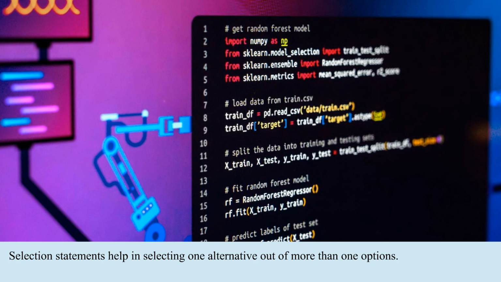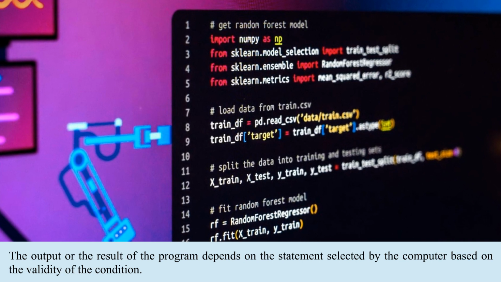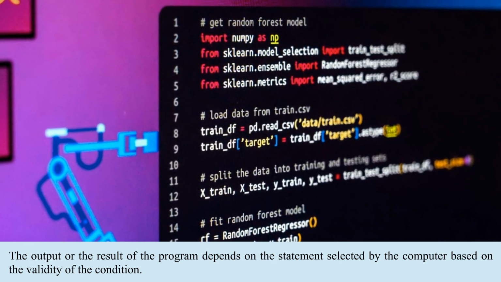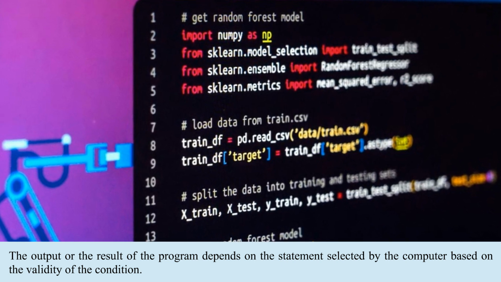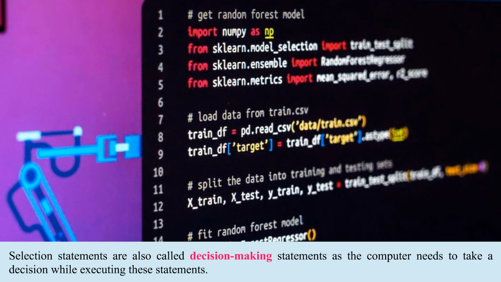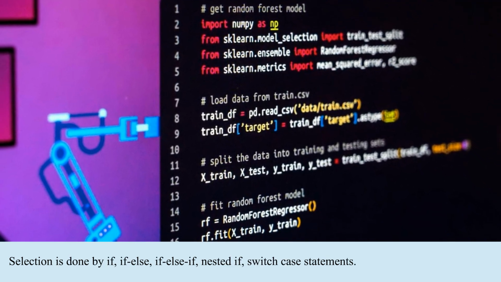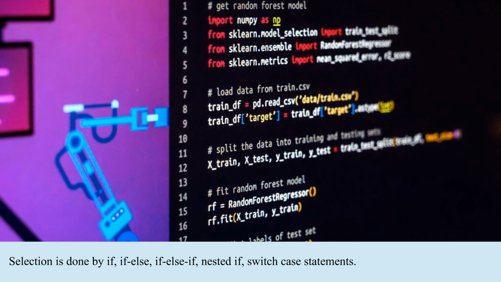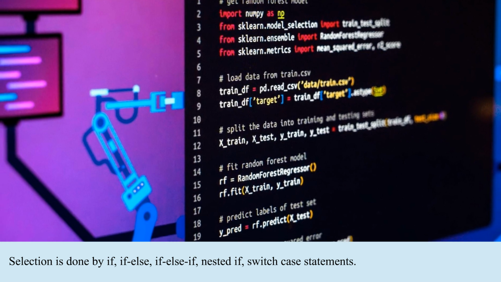Selection statements help in selecting one alternative out of more than one option. The output or the result of the program depends on the statement selected by the computer based on the validity of the condition. Selection statements are also called decision-making statements, as the computer needs to take a decision while executing these statements. Selection is done by if, else, nested if, switch case statements.